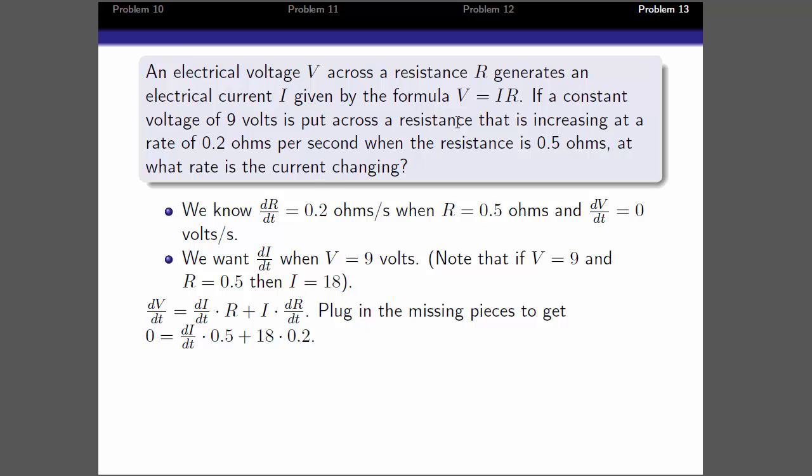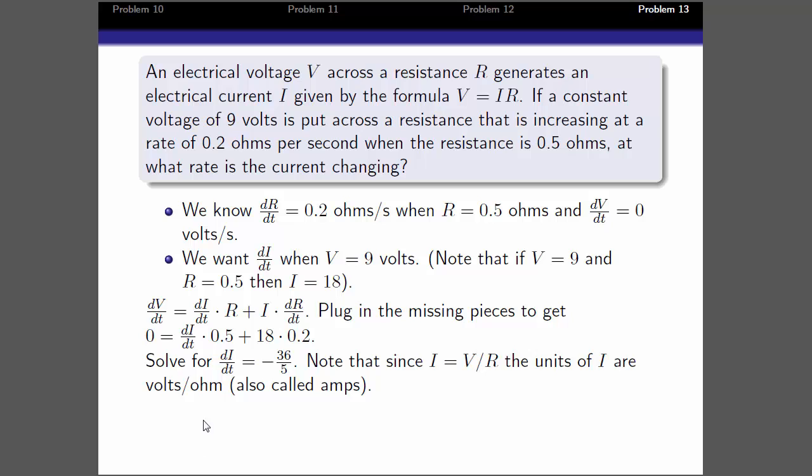We differentiate our formula here. Looks like we need to use a product rule. So dV over dt equals derivative of the first times the second plus the first times the derivative of the second. And then we just plug in the pieces from the problem. So 0 equals dI over dt times 0.5 plus 18 times 0.2. And then it's just a matter of solving for dI over dt. And when we do, we get negative 36 over 5.